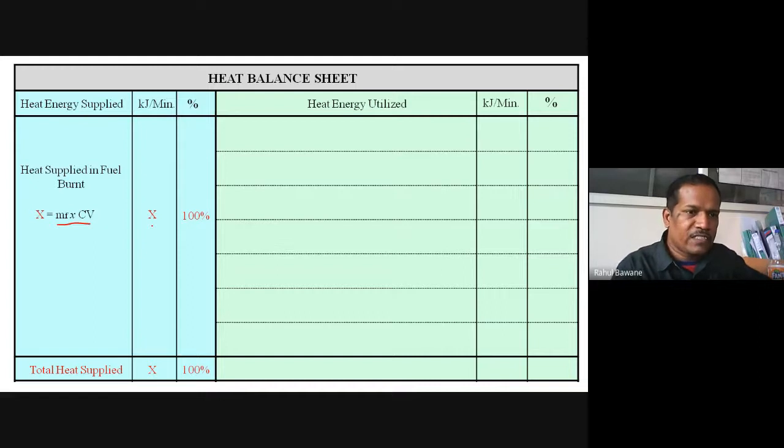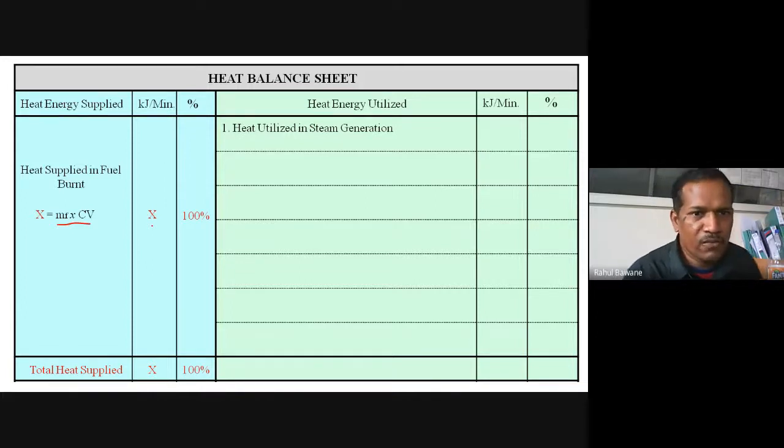Now out of this X amount, how much heat is utilized in different heads? So the first head is heat utilized in steam generation, the main cause for which we are producing heat. So how much amount of heat is utilized in actual steam generation?